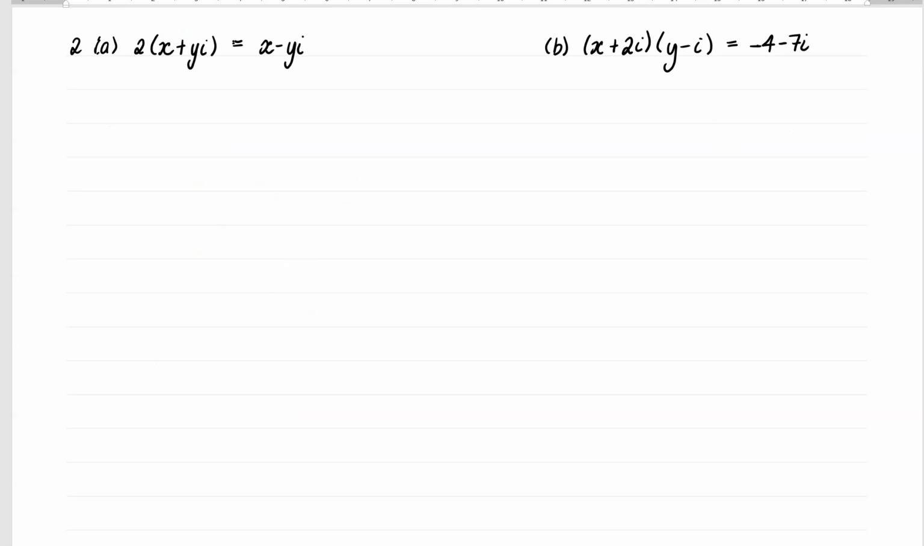Okay, question 2. So first thing we're going to do, it's a bit silly to get rid of that times 2 by dividing, so we'll just expand. So on the left-hand side, we've got 2x plus 2yi equals x take yi. We do the same thing, right? Equate the real, the imaginary, you've got this.